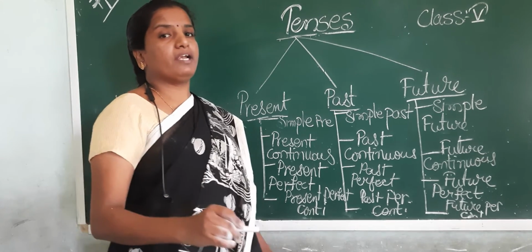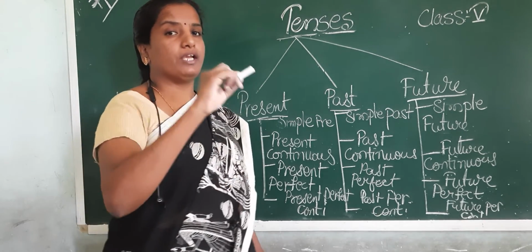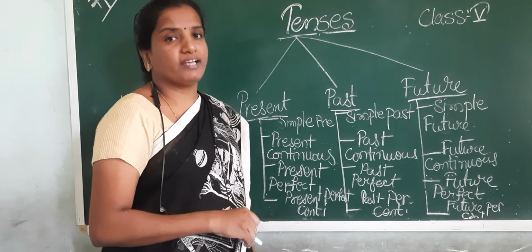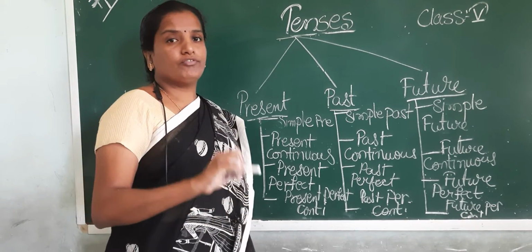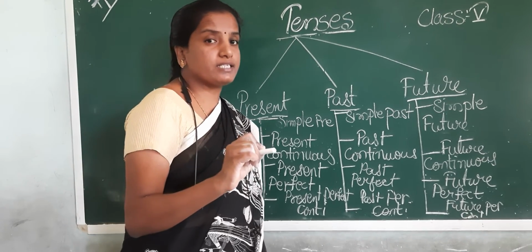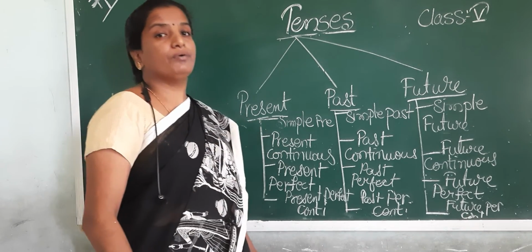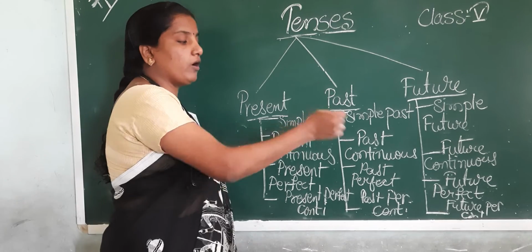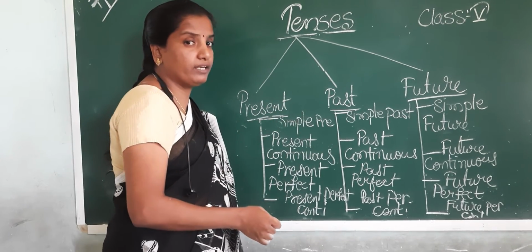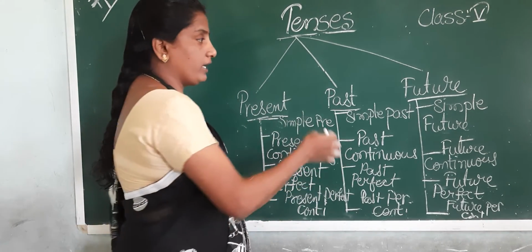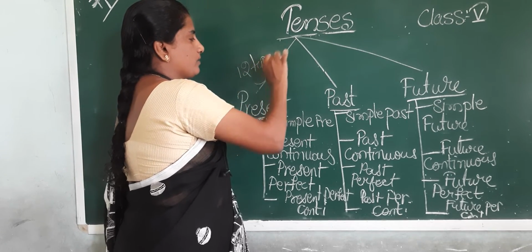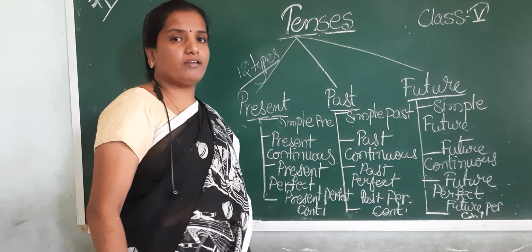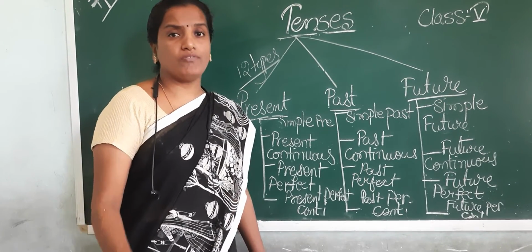We have divided tense into three types according to the time of the action and according to the work done. Further, these three tenses have been divided into four types. So in total, how many types of tenses are there together? There are 12 types. So now we have got 12 types of tenses.